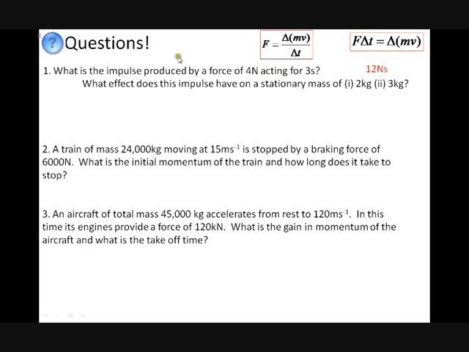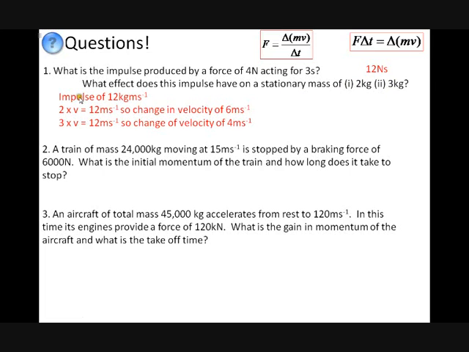Both are valid. What effect does this impulse have on a stationary mass of 2 kilograms and 3 kilograms? Well, if we've got a total impulse of 12 newton seconds, which, as I've said here, is 12 kilogram meters per second, it's just the same. If I apply that impulse to a 2 kilogram mass, then 2 times v, or my mass times velocity, the change will be equal to 12. So 2 times something is 12, my change in velocity is 6, the mass is constant. And here I've done the same. 3 times v, mass is constant, so my change in momentum is going to be equal to 12 again. With a 3 kilogram mass, 3 times v equals 12, so v must be 4.